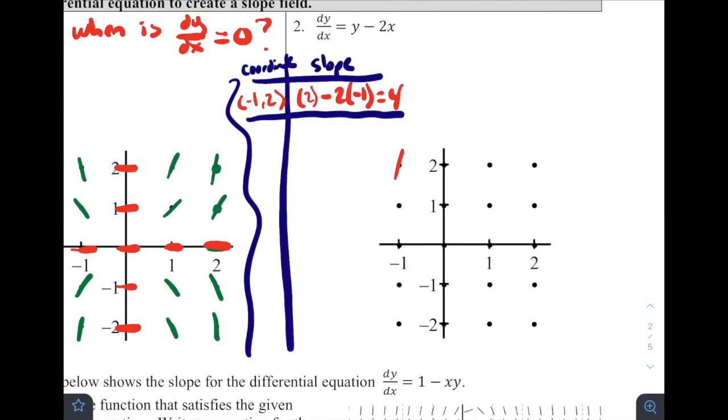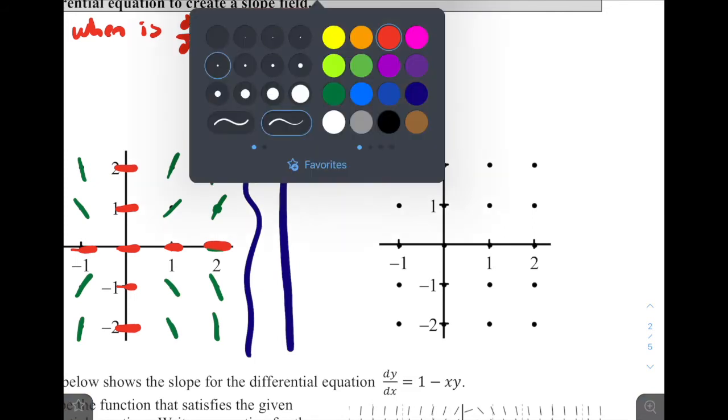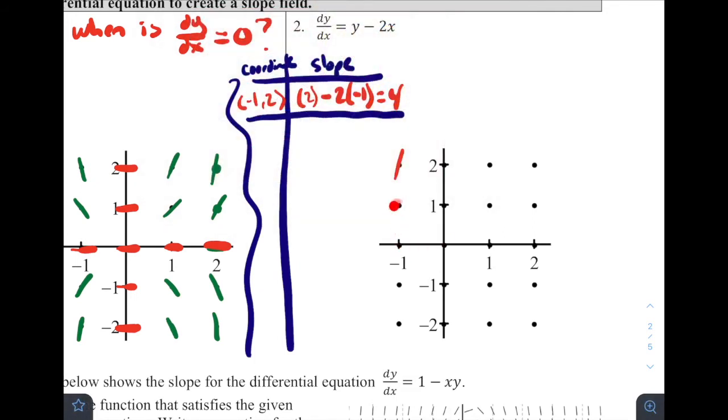We can then move on to another coordinate, maybe going right below that. This point right here is going to be negative 1, comma 1. If we plug in, our y value is 1, minus 2 times negative 1. So 1 plus 2 is equal to 3. So still positive, but a little bit less steep.